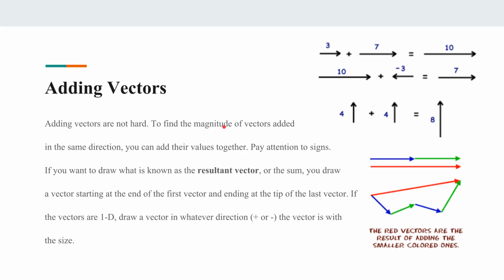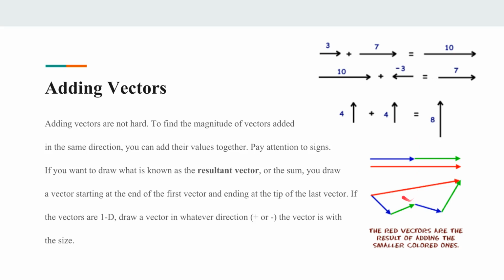If you want to draw what is known as the resultant vector, for 1D, you just draw a vector in whatever direction, positive or negative, with the appropriate size. So we have 3 plus 7, so the overall answer, the magnitude, is positive. That means you draw it towards the right and you draw it larger than what is before. For 10 plus negative 3, the answer is still positive, but it should be smaller than this because this magnitude is smaller than this magnitude. So it'll be a bit smaller than before.